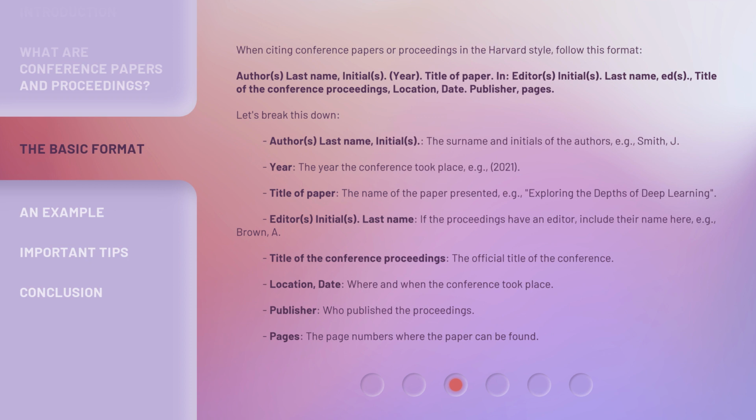Title of the conference proceedings. The official title of the conference. Location, date. Where and when the conference took place. Publisher. Who published the proceedings. Pages. The page numbers where the paper can be found.